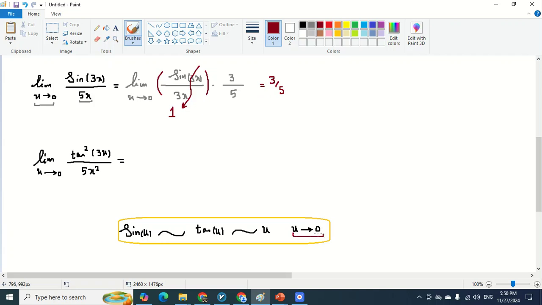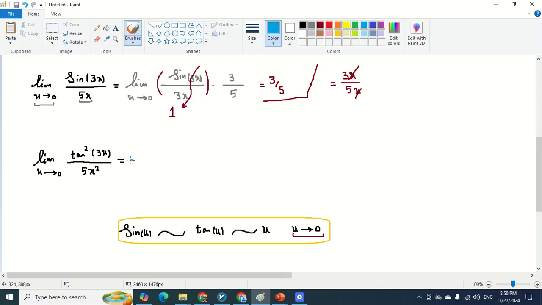So where u is tending to 0, then sine of u, tangent of u, and u by itself have the same behavior. That means from the very beginning, instead of calculating like that, we can rewrite that one as 3x over 5x, because the behavior of sine of x and 3x is the same. And right now, by cancelling the x, you will reach the result, which is 3 over 5. This is the short way to calculate that type of limit.